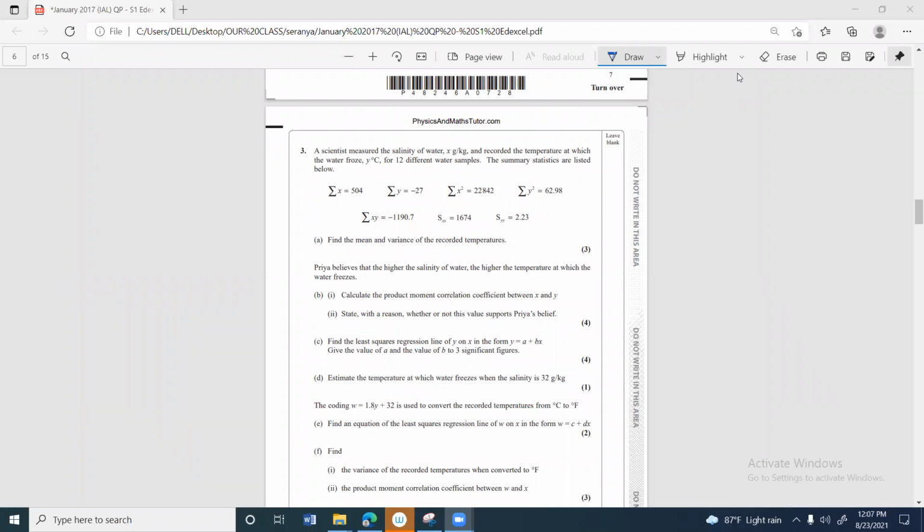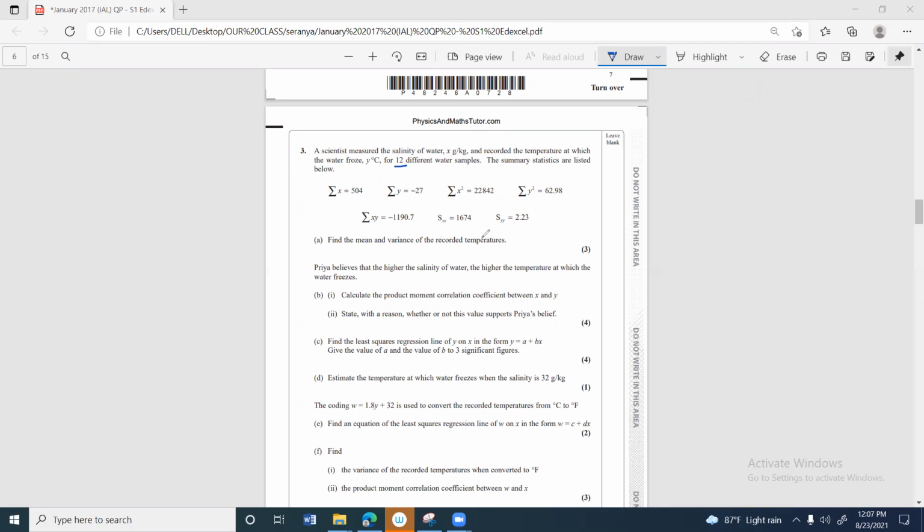Right. We'll come to this question. A scientist measured the salinity of water X and recorded the temperature at which the water froze, Y, for 12 different water samples. So obviously from here you can say n is 12. The summary statistics are listed below. All these facts are given.